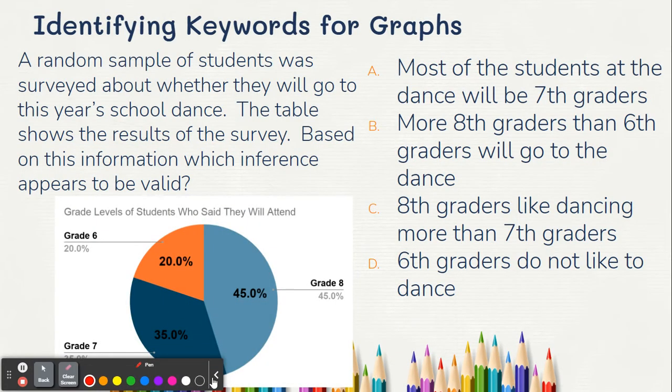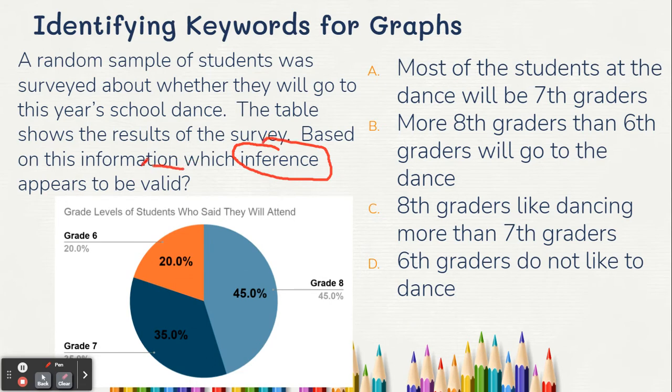A random sample of students was surveyed about whether they will go to this year's school dance. The table shows the results of the survey. Based on this information, which inference appears to be valid? I'm kind of combining steps 1 and 2 together. I'm reading it and circling my keywords. You can write them down as I go. Most of the students at the dance will be 6th graders. More 8th graders than 6th graders will go to the dance. 8th graders like dancing more than 7th graders. 6th graders do not like to dance.